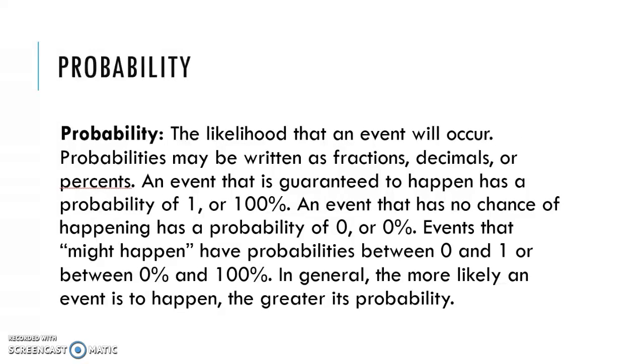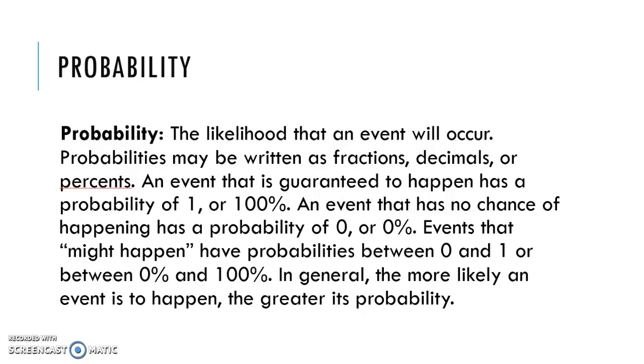So probability is defined as the likelihood that an event will occur. So that's the general definition there. Probabilities can be written as fractions, decimals, or percents. And students really need to get that down, that it's any of those, and ratio and proportion as well. An event that is guaranteed to happen has a probability of 1 or 100%, and an event that has no chance at all has a probability of 0 or 0%, and things that might happen have probabilities in between.